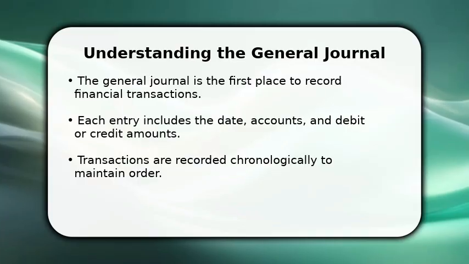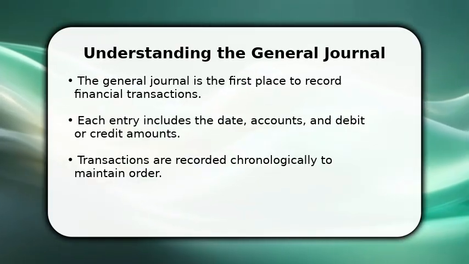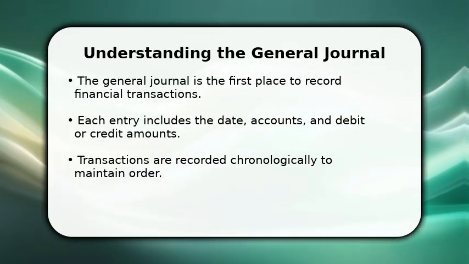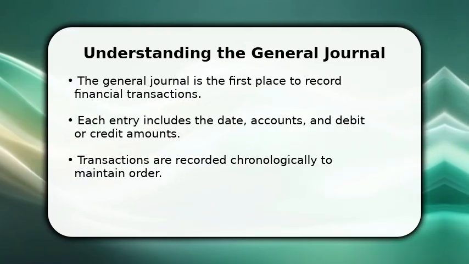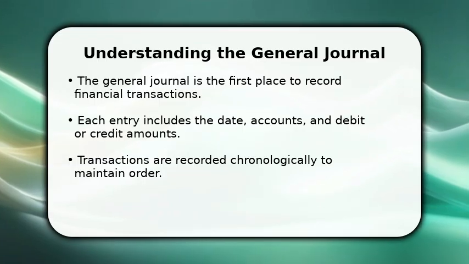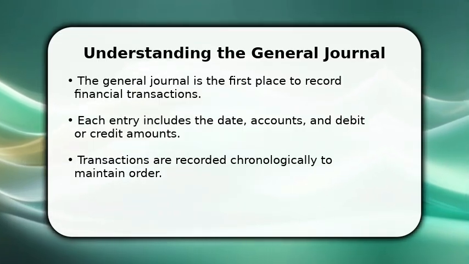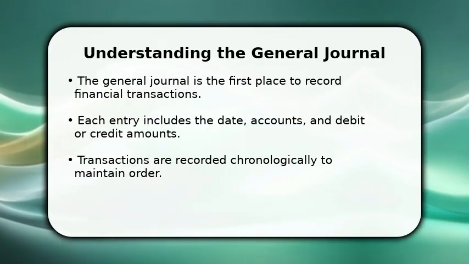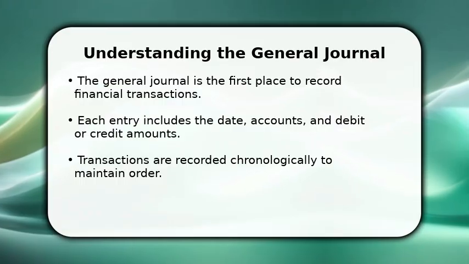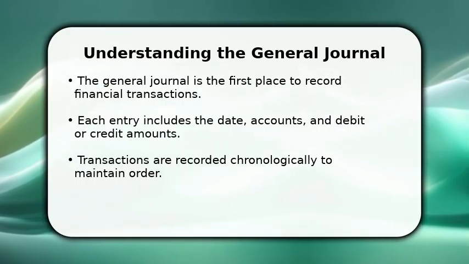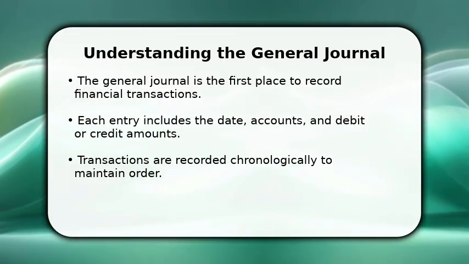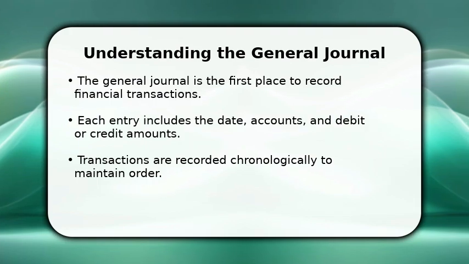Enjoy the video. In this video, I will explain how to make a ledger and journal. We'll start by understanding the general journal, which is your initial record of all financial transactions. Think of it as a diary for your business's money. Each entry captures essential details like the date, the specific accounts involved, and whether it's a debit or a credit. Recording transactions chronologically ensures a clear and organized financial history.